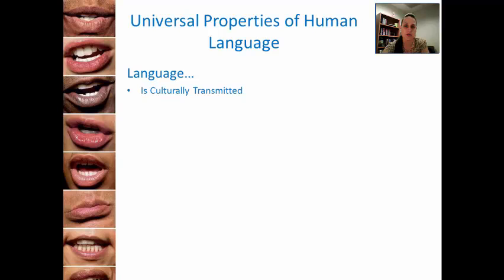So the first universal property is that language is culturally transmitted. So we know that language is a part of culture, and that all humans live in a culture or cultures. So for example, the culture of society, the culture of your friends, your family, and the way that you speak in each one of these different circles is going to be different. And that sort of is an example of how our language is culturally shaped and transmitted.